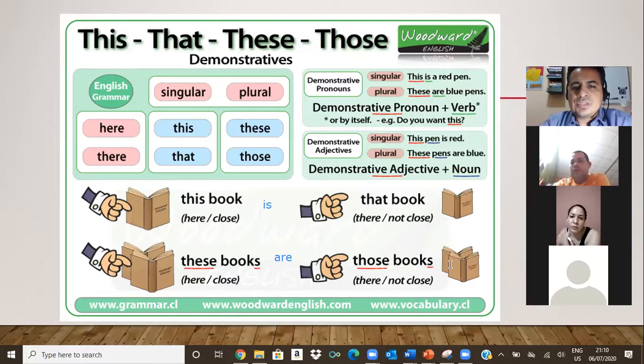Those are my books. One more time. This is my book. That is my book. These are my books. Y le pongo la S al final. Those are my books. Okay. Very good.